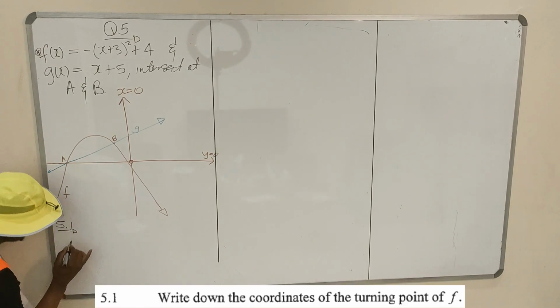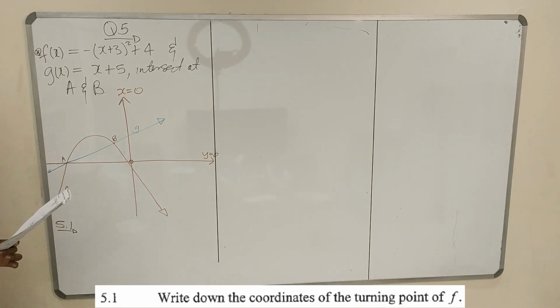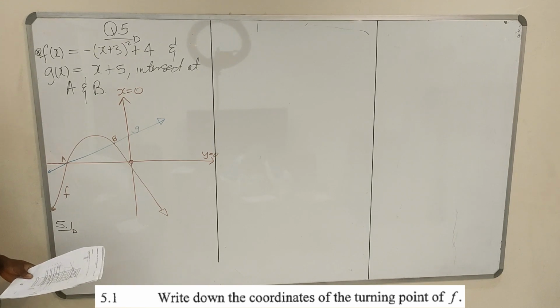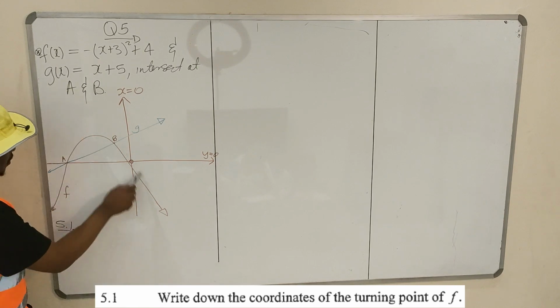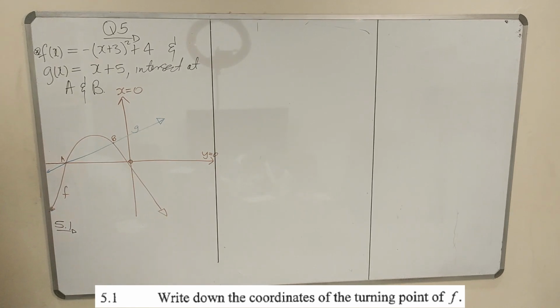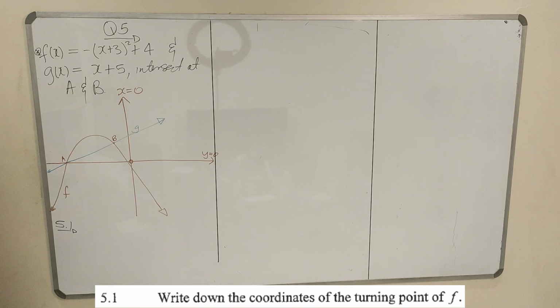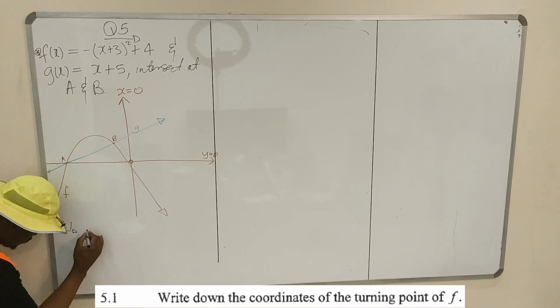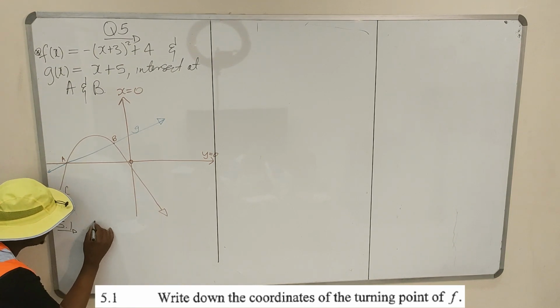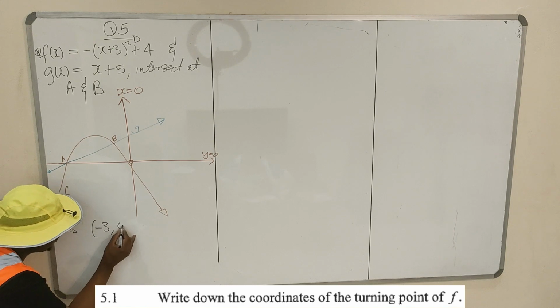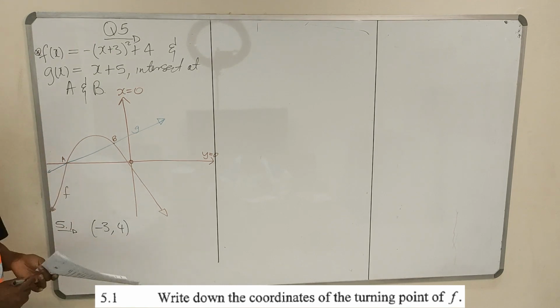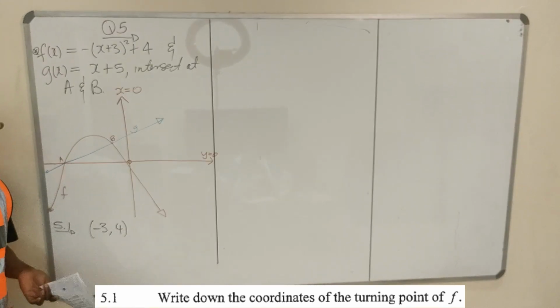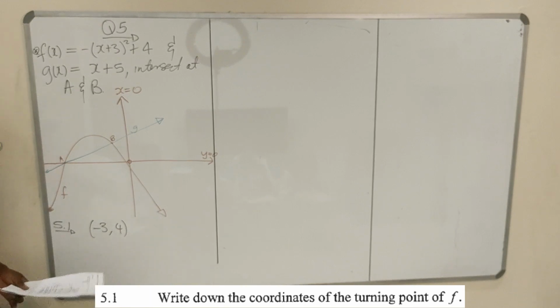5.1 reads as follows. Write down the coordinates of the turning point of f. F is a parabola. What are the coordinates of the turning point of f? Minus 3 and 4. So you read them from here. It's minus 3 and 4. So the coordinates of the turning point of f are minus 3 and 4. Read them straight away. They are obvious.